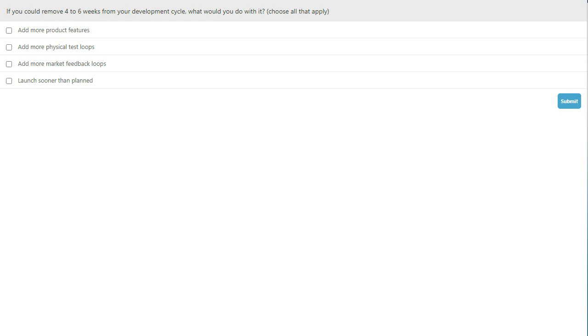So would you use that extra 4 to 6 weeks to add more product features that your clients would like? Do you use it to add more physical test loops and just double and triple verify that everything's going to work as you would like it to? Would you add more market feedback loops where you're actually getting some feedback from the market on these products along the way? Or would you maybe even launch sooner than planned, right? Get to market ahead of your launch date and potentially ahead of your competition? So if you guys and gals would just select any of these options that you could see yourself doing with that extra 4 to 6 weeks if you could remove that from your traditional product development cycle.